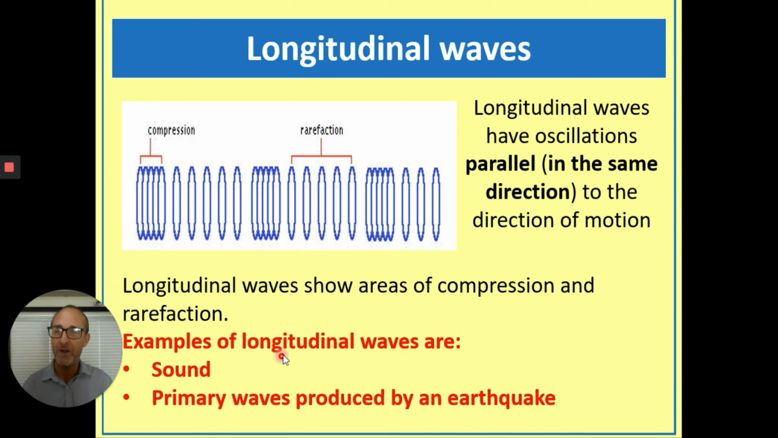Now, examples of longitudinal waves are sound waves and the primary waves produced by an earthquake. And again, this bit here: longitudinal waves have oscillations which are parallel to the direction of motion. Those three things there are key to your explanation. So really, really important. So just take a minute to have a look, press pause, and then we'll move on.